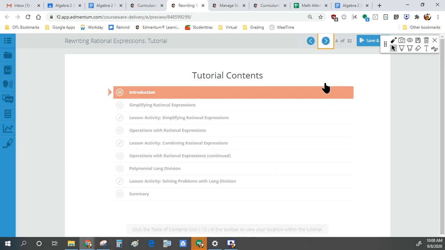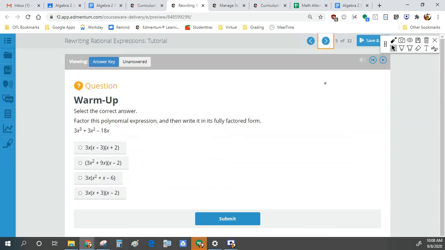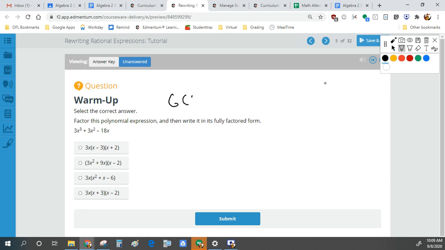All right, so let's get into it. So I hate how it gives the answer. So we want to factor these. So when we factor these, first thing we want to do is our greatest common factor. What goes into all of these?